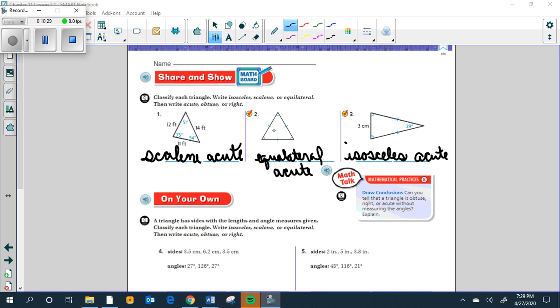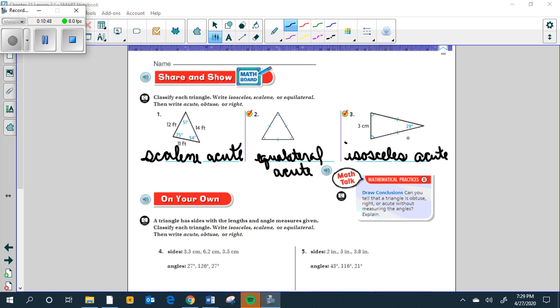Number 2, if we take a look at the hash marks on the sides here, we can see that each of the sides is the same length and each of the angles is the same angle, so that would make this an equilateral, and because it's equilateral and each of these are less than 90 degrees, it's acute.